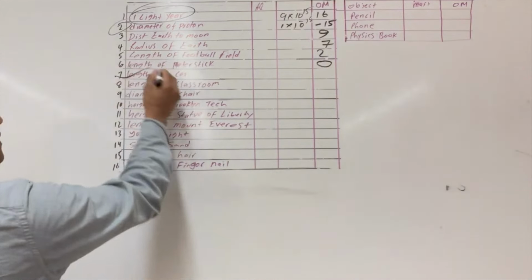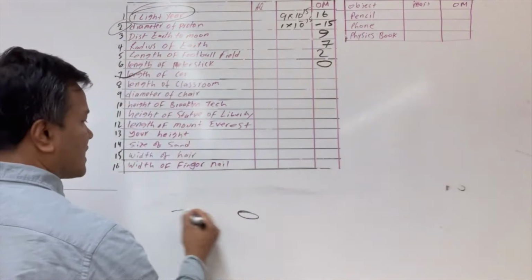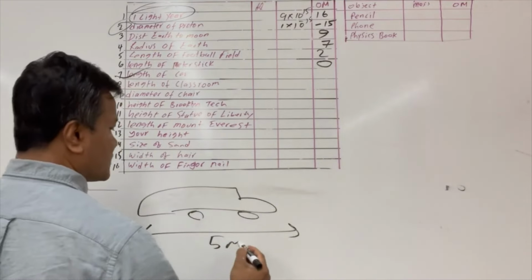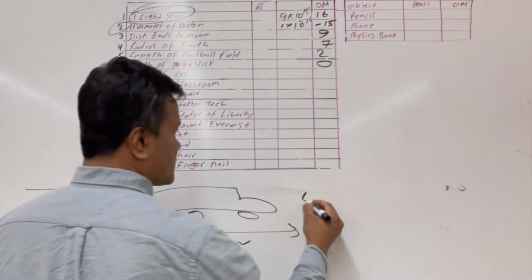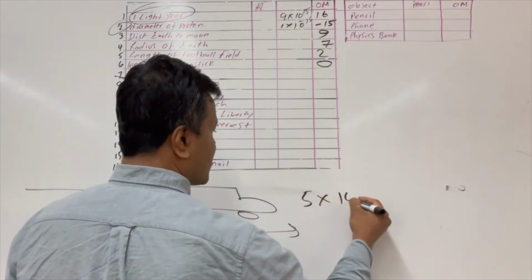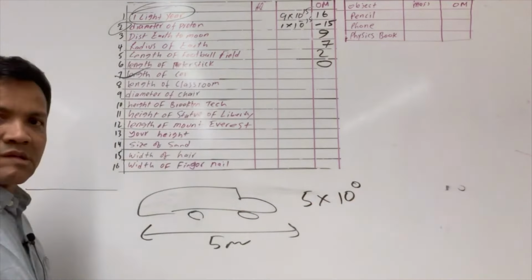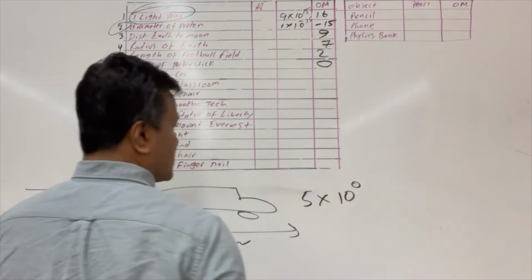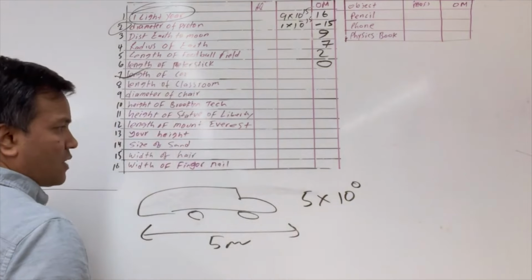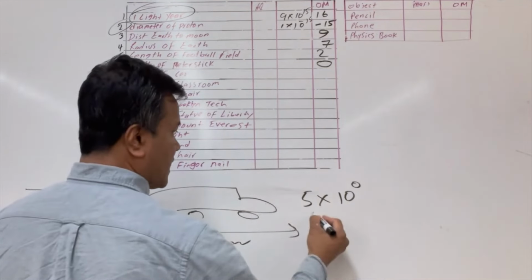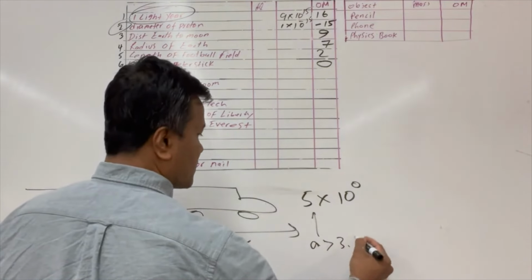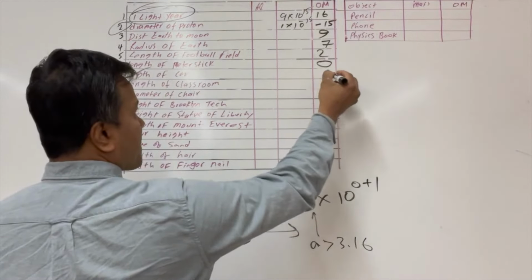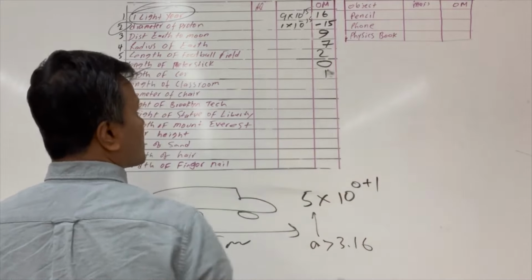Now we're going to do length of a car. The length of a car is about 5 meters. In scientific notation, that is 5 times 10 raised to 0 meters, because 5 times 1 is 5 meters. Now A, which is 5, is greater than 3.16, so we add 1.